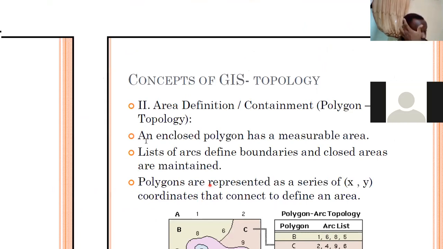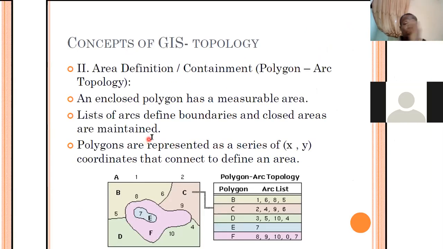If you have a question, get it ready, but don't ask it now. Maybe when I'm done with the topology, you can ask.